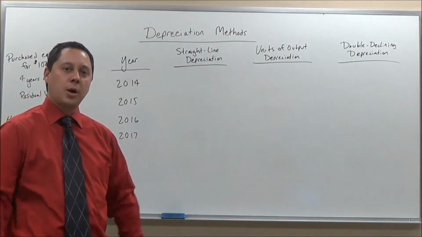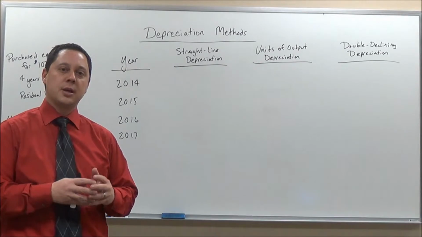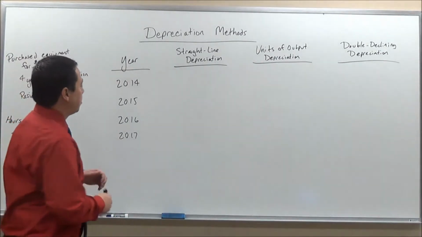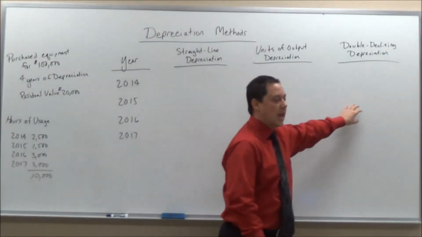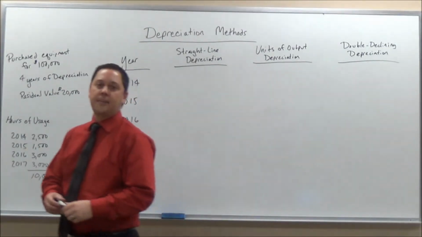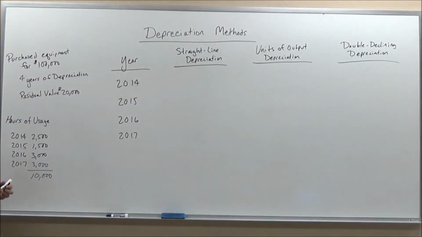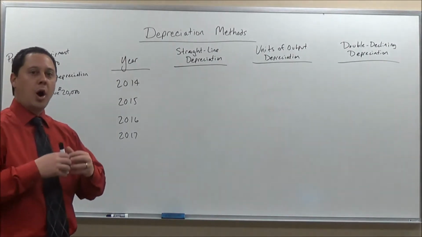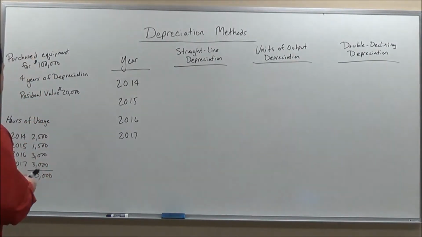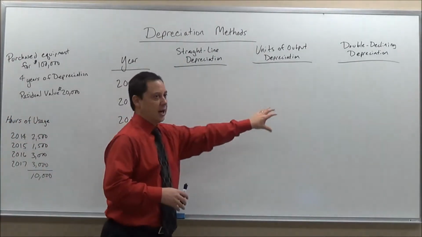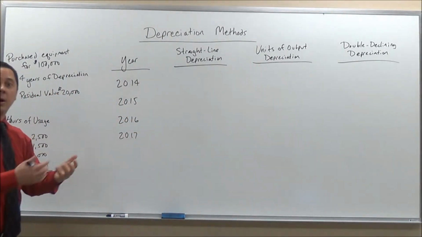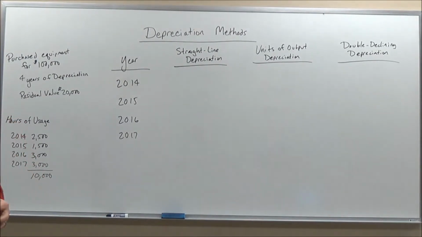So in this video we're going to discuss three different depreciation methods. The three depreciation methods that we'll talk about are straight line depreciation, units of output depreciation, and then finally double declining balance depreciation. So what we're going to do here is I'm going to walk you through a sample problem that I put together, and we will walk through each of these areas and then figure out what it does, and then we'll analyze that at the end.